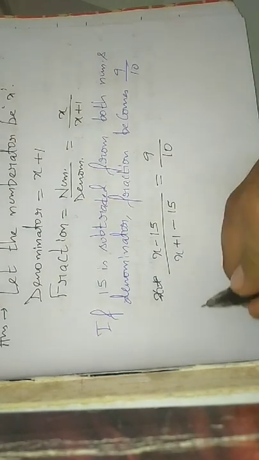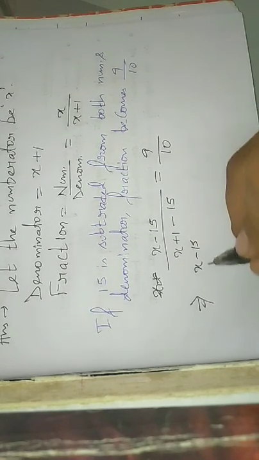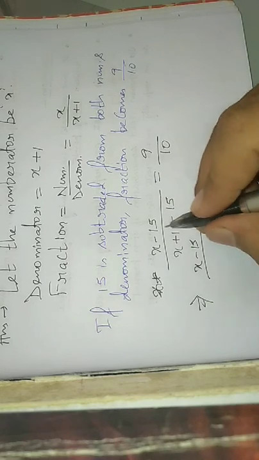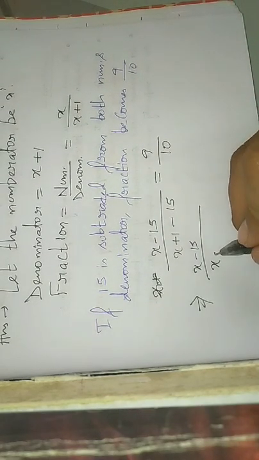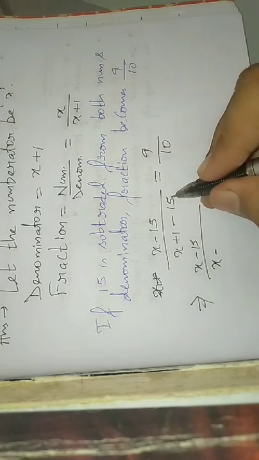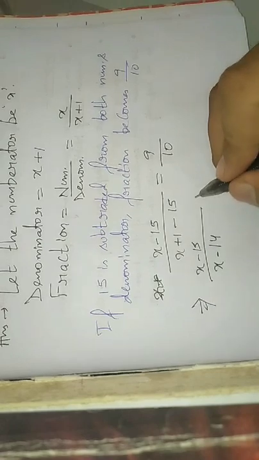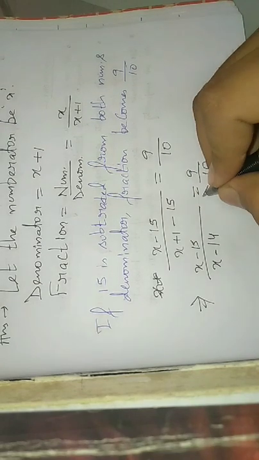That's it. So what will we do over here? Simplification, simple. x minus 15 by x plus 1 minus 15. Plus 1 minus 15, 15 is the bigger number, so it will be negative only. Plus minus is minus, 15 minus 1 is 14. So this is x minus 14, is equal to 9 by 10. Now we will have a cross multiplication over here.